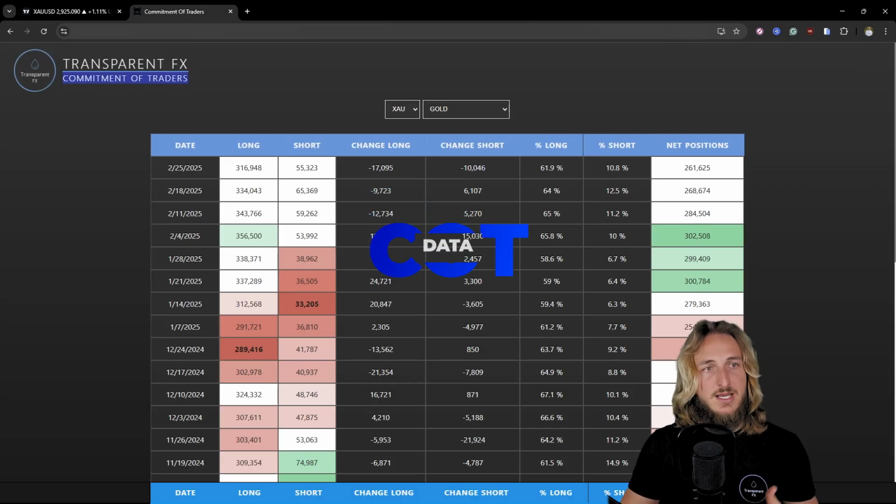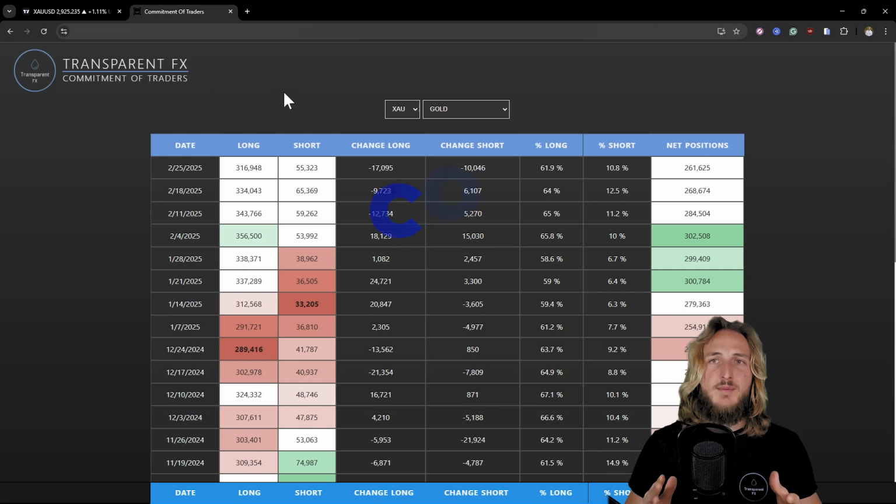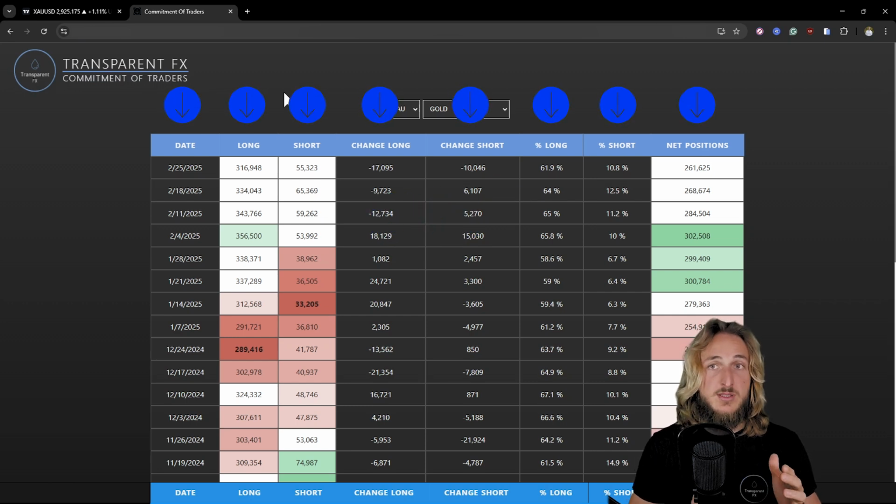Now, before we dig deeper into what we have here from a technical perspective, first, let's go and see what we have when it comes to the commitment of traders. So what the big players in the market are doing precisely for gold.